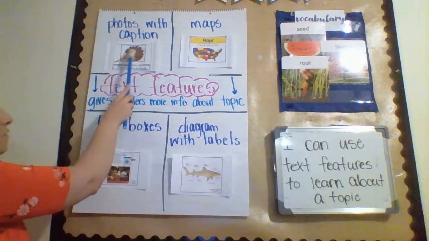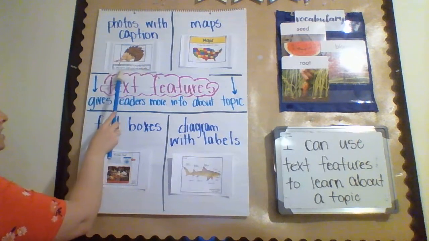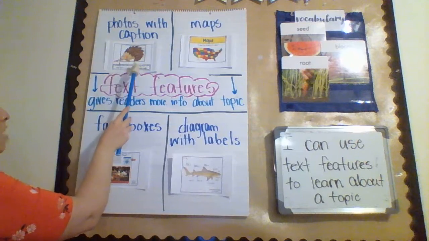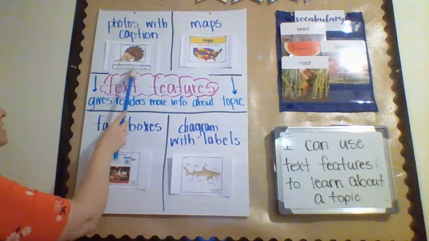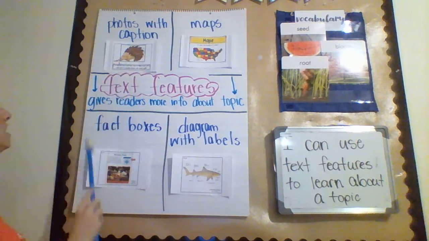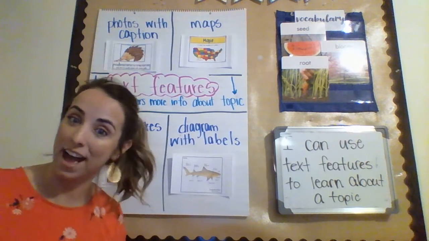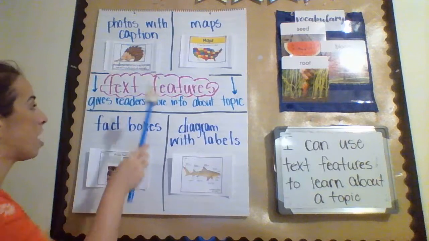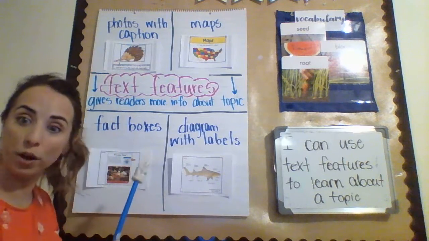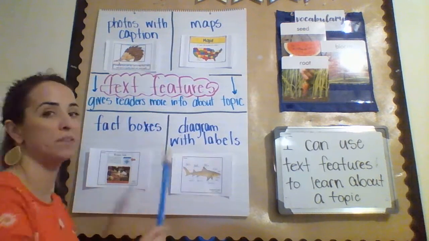So this is a photo of a porcupine, and it says, porcupines have soft hair, but on their backsides and tail, it is usually mixed with sharp quills. So did you know that porcupines actually have soft fur underneath their quills? So that is a caption.